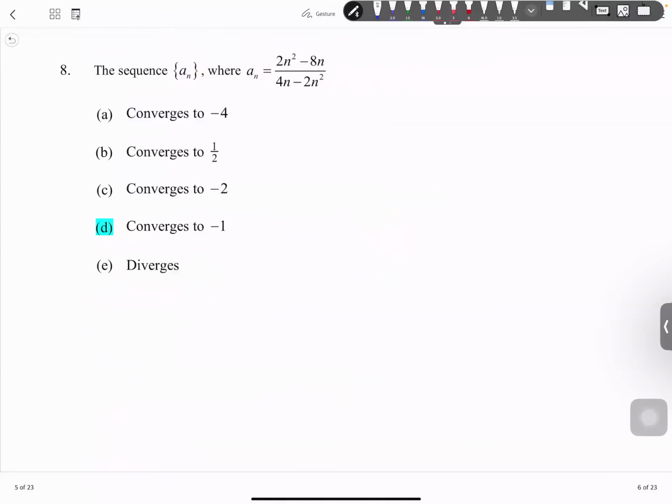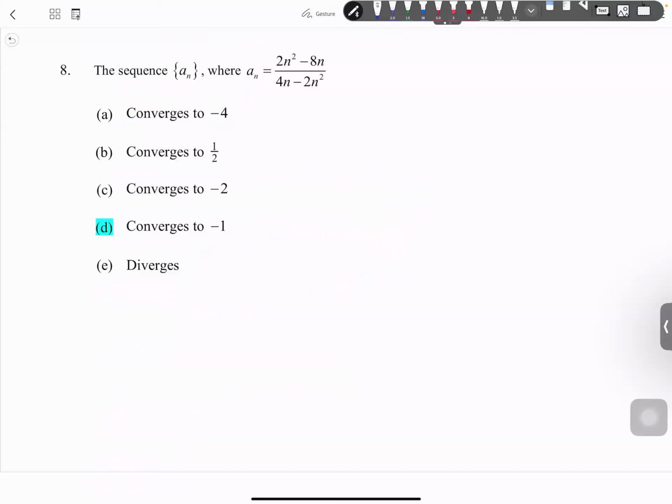All right. Problem number 8 says that the sequence a sub n, where a sub n is equal to 2n squared minus 8n over 4n minus 2n squared, converges or diverges. Now, again, stop, pause, hesitate.